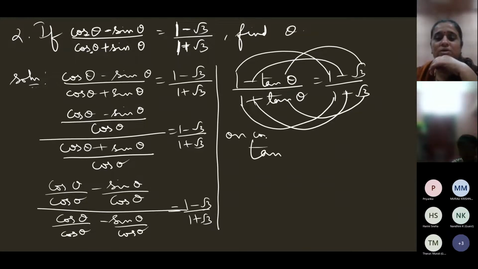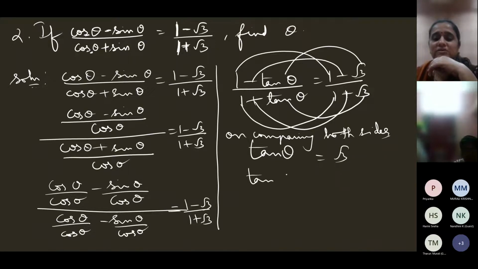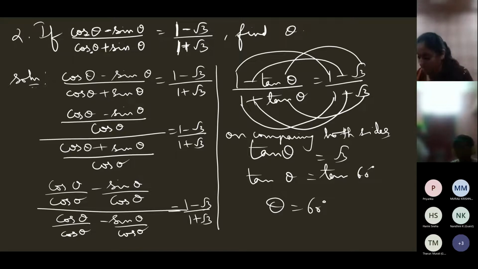Yeah, so on comparing both sides, tan theta is equal to root 3. Tan theta is equal to tan 60 degrees because tan 60 is root 3. So theta is equal to 60 degrees. So the value of theta is 60 degrees. In this question, you can find the value of theta by comparing both the sides. To compare both the sides, there should be something similar. So to bring that similarity, you divide on the LHS the numerator and denominator by cos theta.